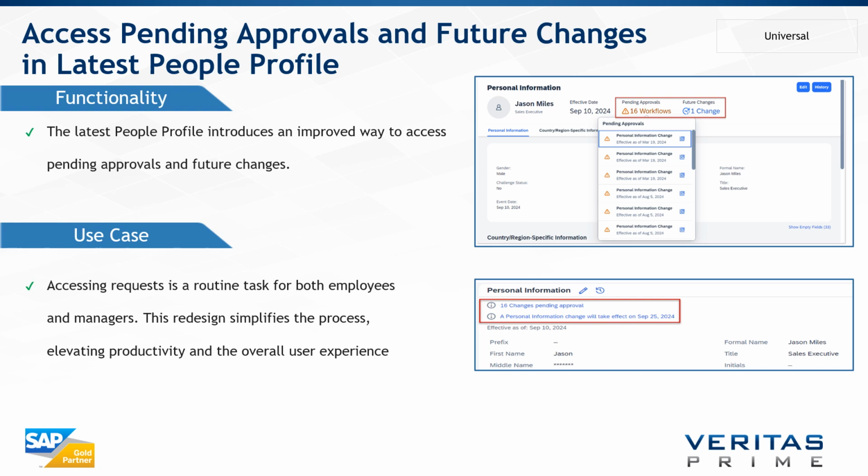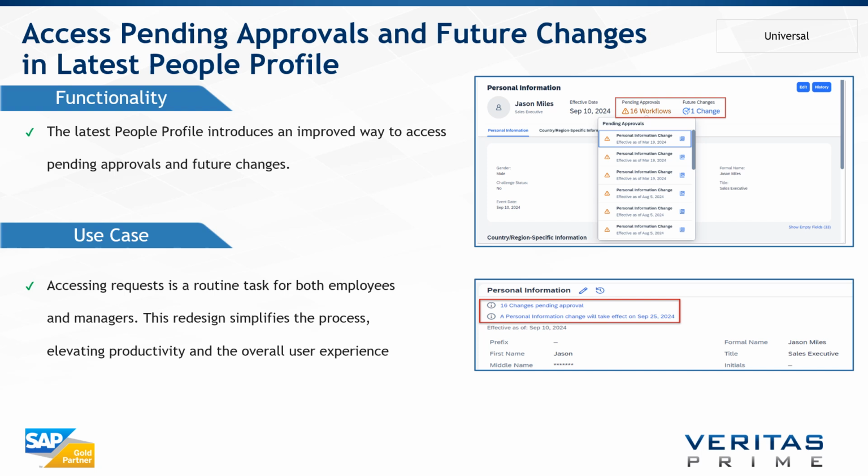As part of 2H 2024, we have personal information, global information, national ID information, address, work permit information, dependents, job information, job relationship, comp info, which includes recurring and non-recurring pay components, also employment information. So all these workflows will be available for managers, and they will have this simplified view of future changes in the latest people profile, right?